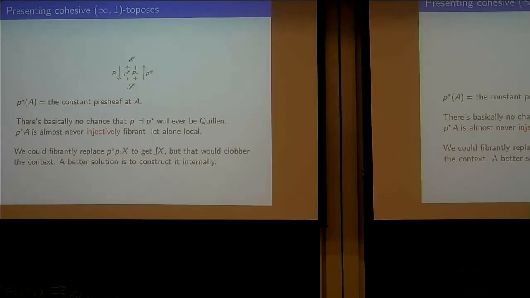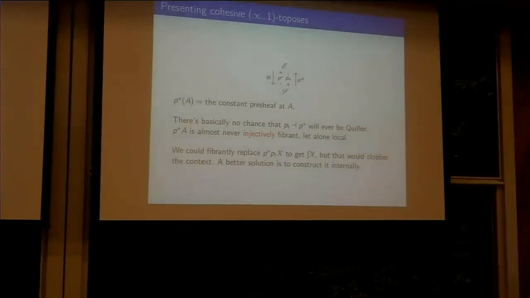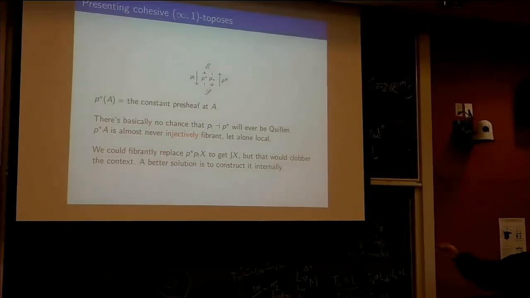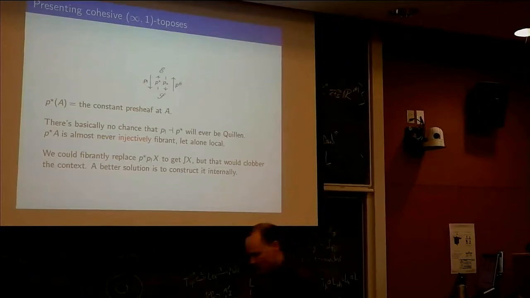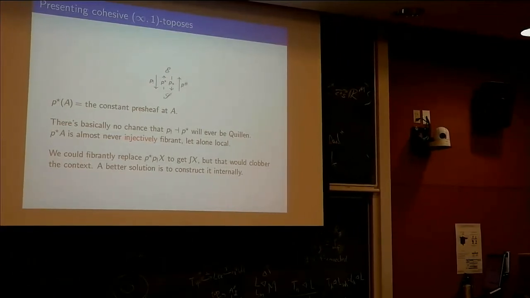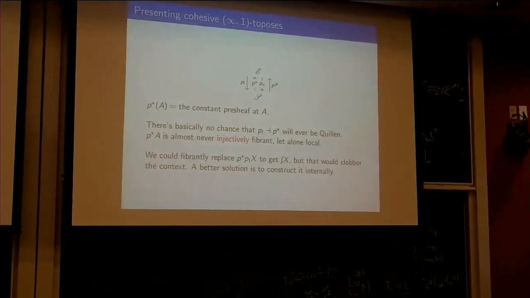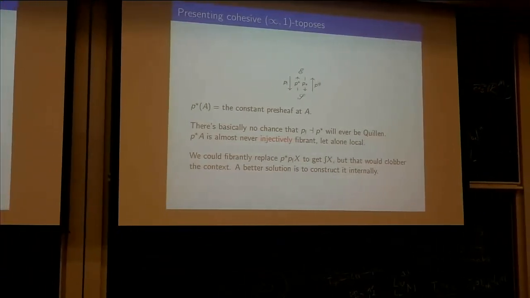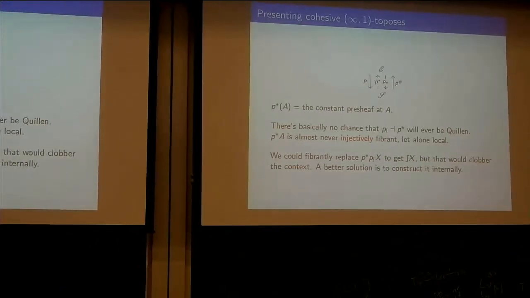Right, so cohesion is what happens with this further left adjoint, the p lower star. Again, in the presheaf world, we have this, which is just the Kan functor. But when we add the homotopy theory, there's basically no chance that this last adjunction is ever going to be a Kan adjunction. This upwards functor here that makes a simplicial set into its constant presheaf is almost never going to be injectively fibrant. It's projectively fibrant, but we're using the injective model structure. We could fibrantly replace it, like we did with flat, to get a model of the shape of X.